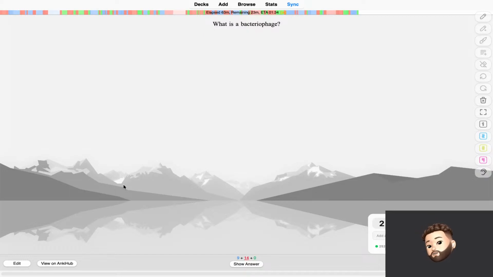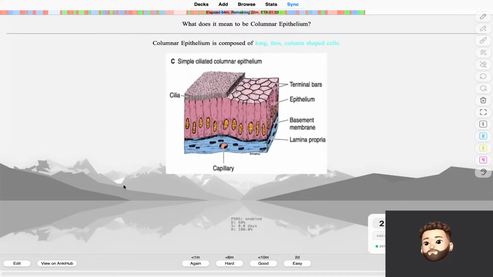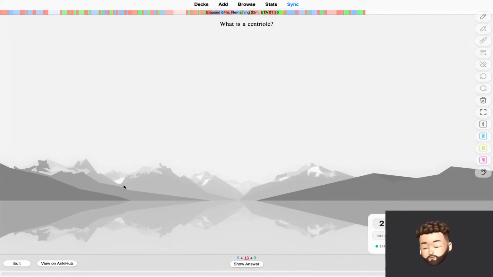What is a bacteriophage? It's a virus for bacteria. Pseudostratified: it looks like it's multiple layers, but in reality, they're all connected to the basement membrane. What does it mean to be squamous? They're flat, scale-like cells. Cuboidal, they're cube-shaped. Columnar, they're long, thin column-shaped cells.